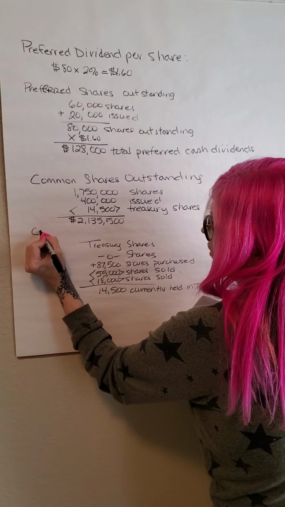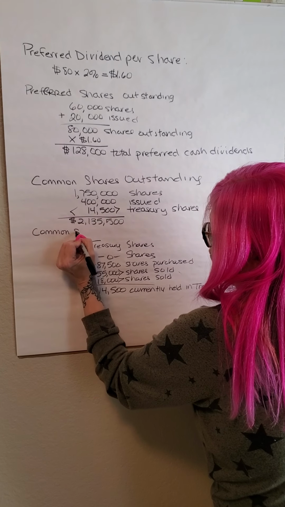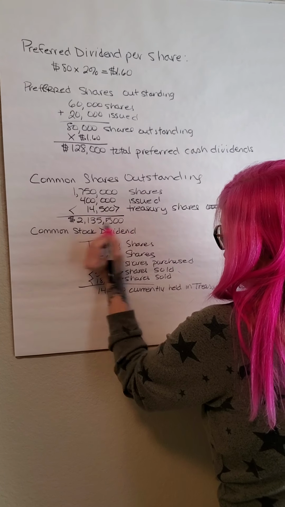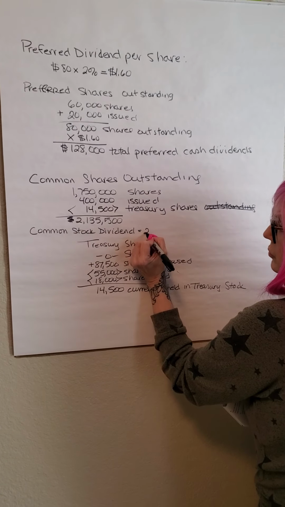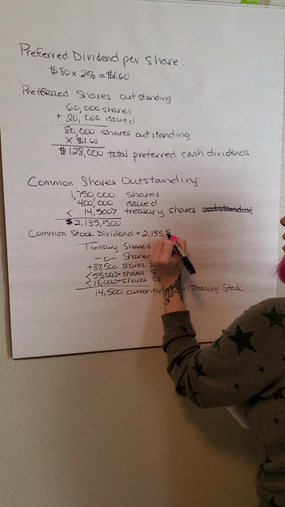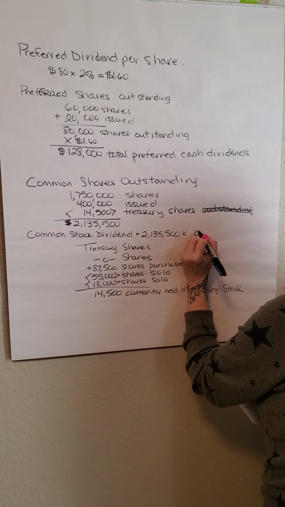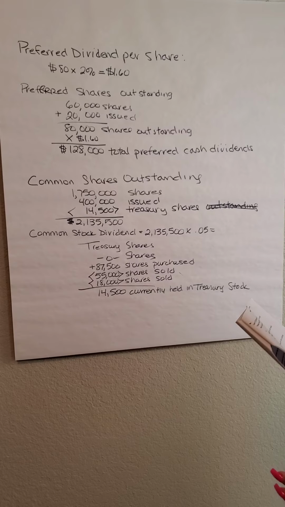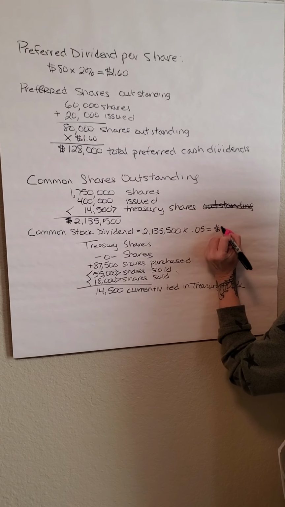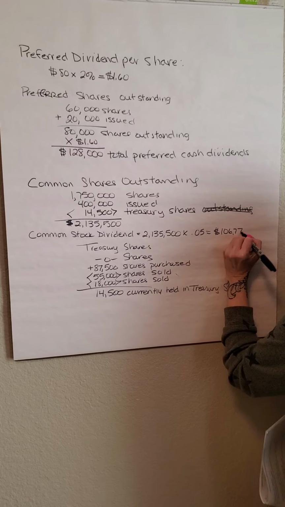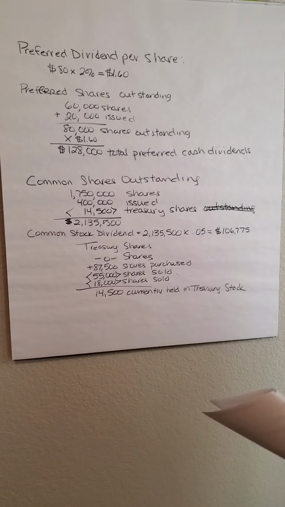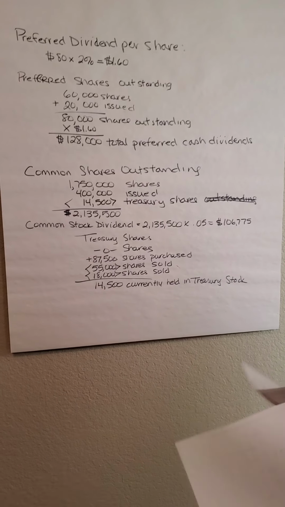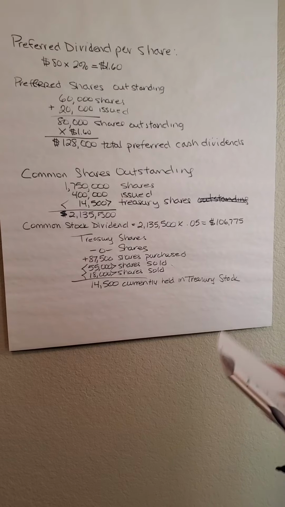So now I can calculate out the common dividends. So we've got our common stock dividend, which is going to equal 2,135,500 shares times 5 cents per share. And so the common stock dividend is going to be $106,775.